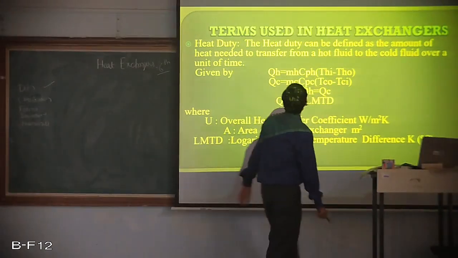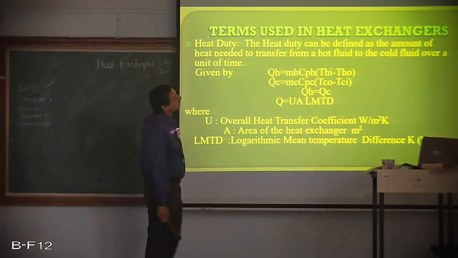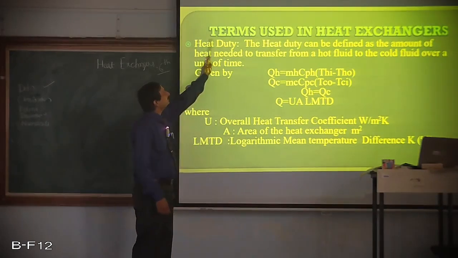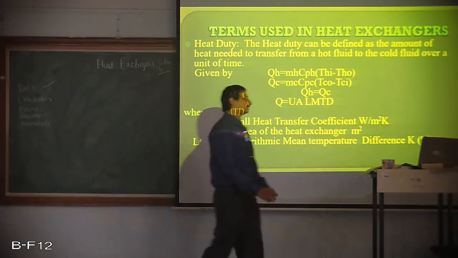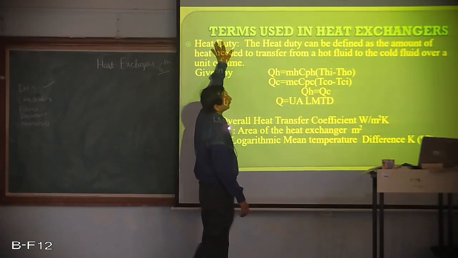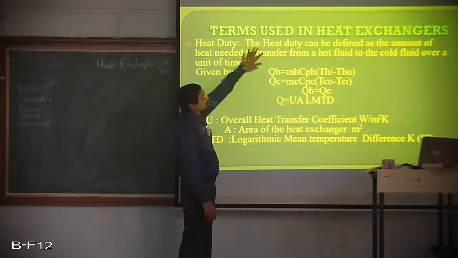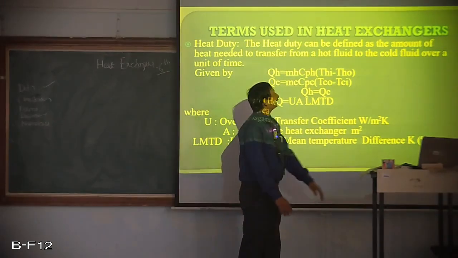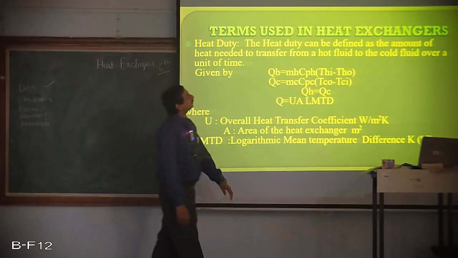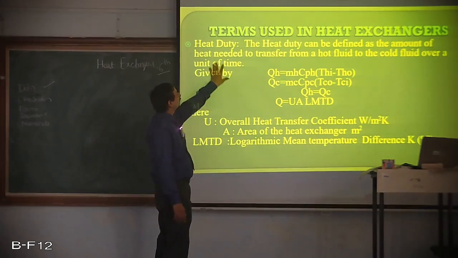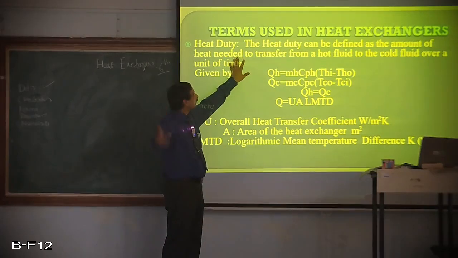Okay, now let us go to the next topic, the terms used in heat exchangers. What are the different terms we use? The first one is the heat duty. Obviously, since it is used to exchange heat between the two fluids, heat duty is necessary to define. The definition is nothing but the amount of heat that can be transferred from a hot fluid to the cold fluid over a unit amount of time, which is measured in watt, kilowatt, or whatever.